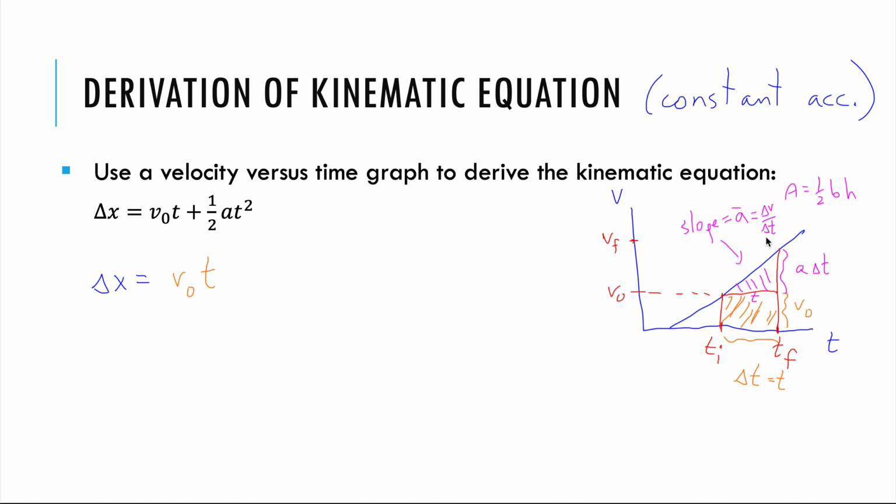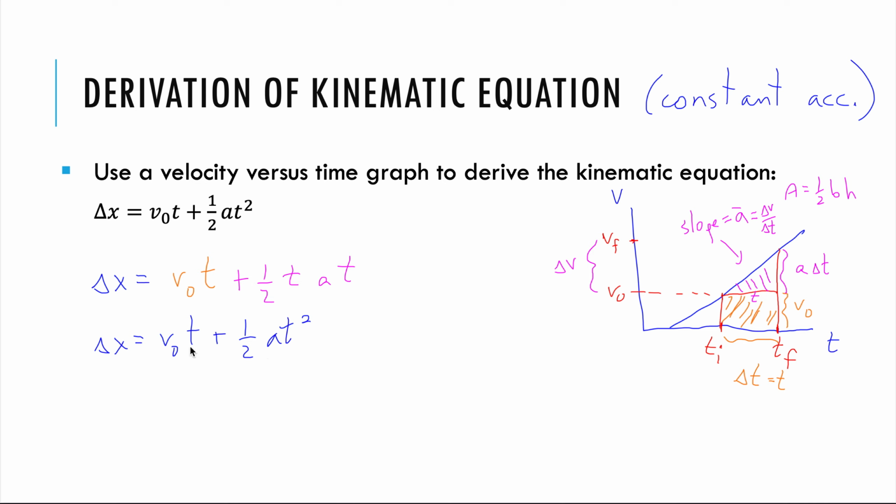So if you multiply a times delta t, you get delta v. That's what we're looking for here, right? This height here is delta v because it's from v initial to v final. So now that we have the height and the base of the triangle, we can do 1/2 base times height, 1/2 t times a, and delta t, we're just writing t. So we can see that we do get the kinematic equation. Delta x equals v0t plus 1/2 at squared.